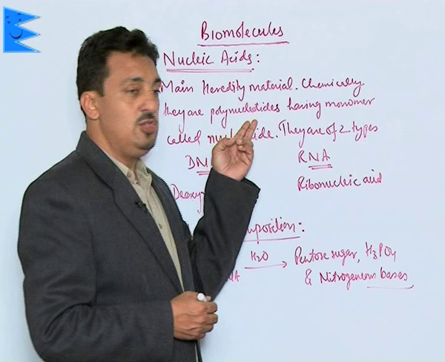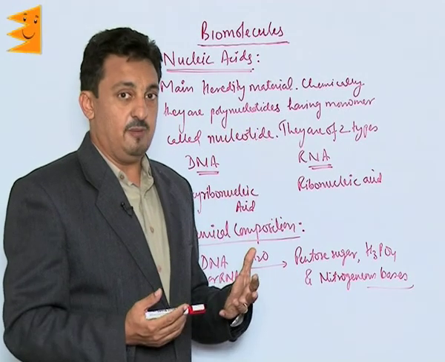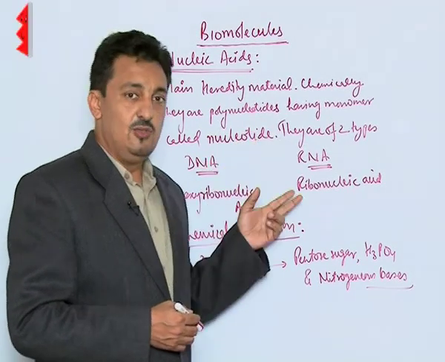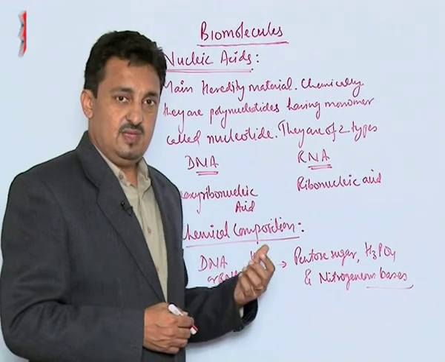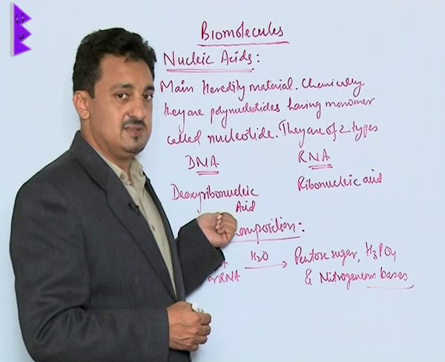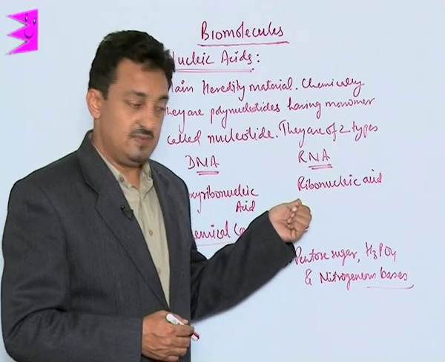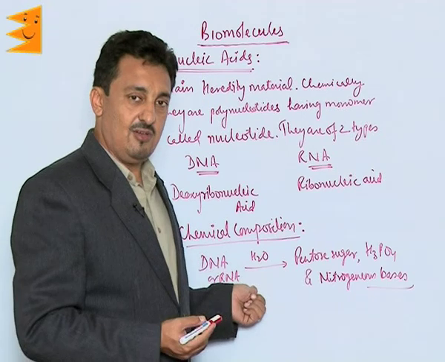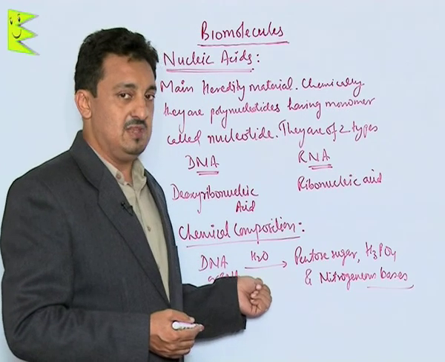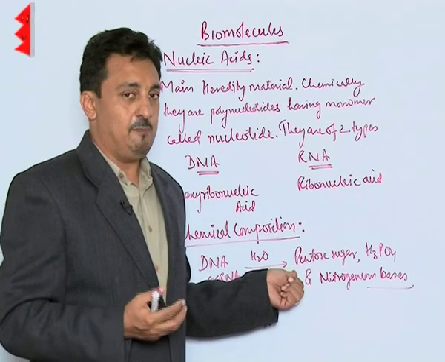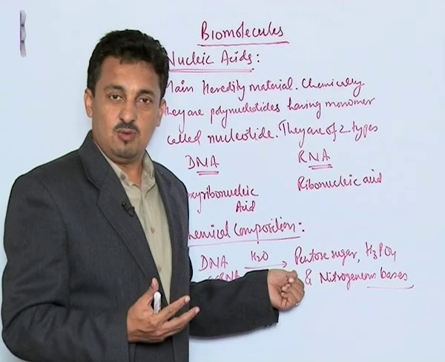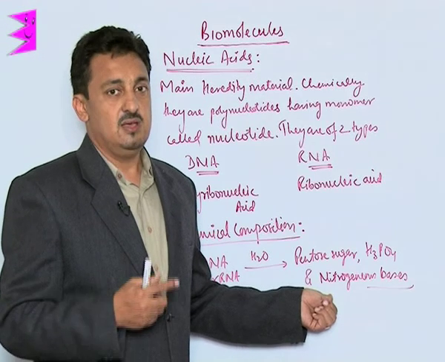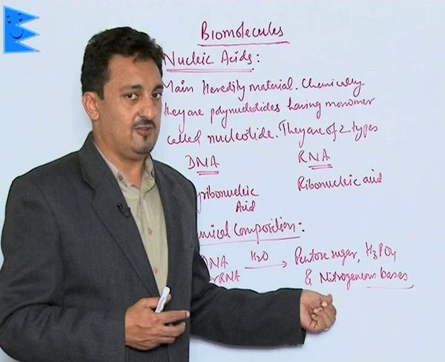Now, chemically they are polynucleotides. That means they are polymers, and they are polymers of the monomers called nucleotides. These nucleic acids are of two types, DNA and RNA. DNA is called deoxyribonucleic acid, and RNA is ribonucleic acid. Chemical composition of the nucleic acids, which we can get on hydrolysis of any one of these, shows that they are made up of three types of molecular species: pentose sugar, a 5 carbon containing sugar molecule, phosphoric acid, and nitrogenous bases. These are heterocyclic nitrogen containing molecular species called nitrogenous bases.